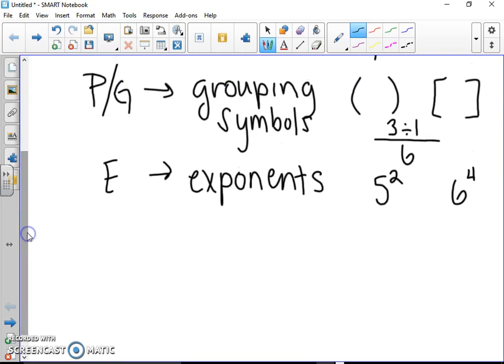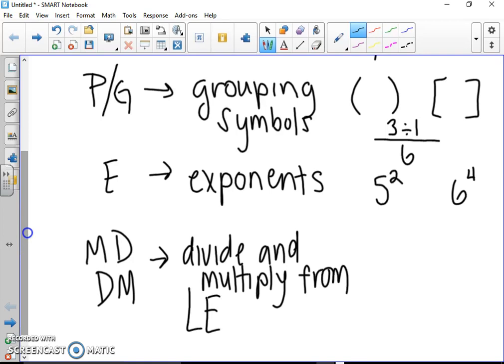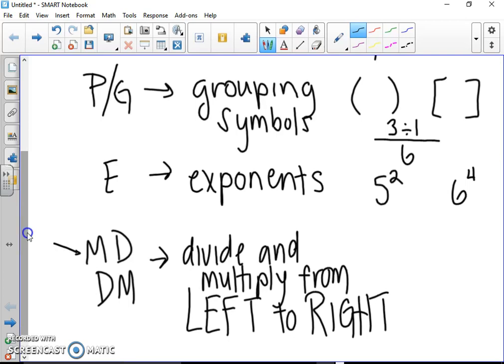Okay. M, D. Now, I like to write this both ways because we always multiply and divide from left to right. And that is so important because so many of us forget, and we hear PEMDAS or GEMDAS and we think that, oh, well, the M comes first, we automatically multiply first, but that's not the case. You do whatever comes first.